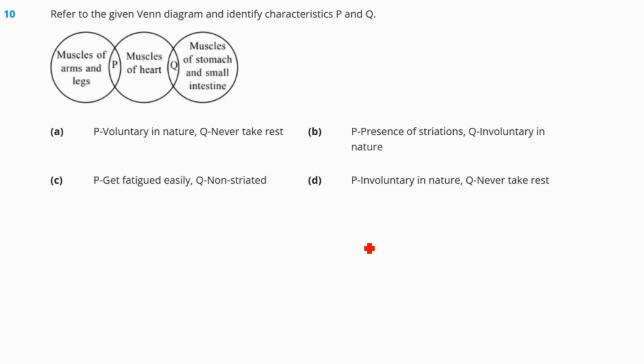Question number 10. Refer to the given Venn diagram and identify characteristics P and Q. P is the muscle of arms and legs and the muscle of heart. Q is the muscle of heart and the muscle of stomach and small intestine. So option A is voluntary in nature, never takes rest.